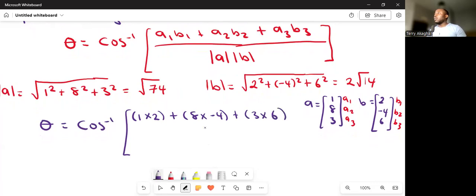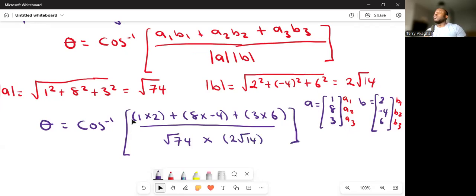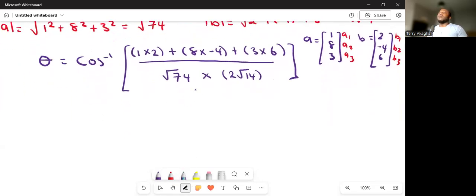All divided by the magnitude of A, which is the square root of 74, multiplied by the magnitude of B, which is equal to 2 root 14. Okay, and that will give you that. So what you then do is just press this in your calculator. You don't do anything else. When you press this in your calculator, your answer should be around 100.74 degrees. And that's the answer.